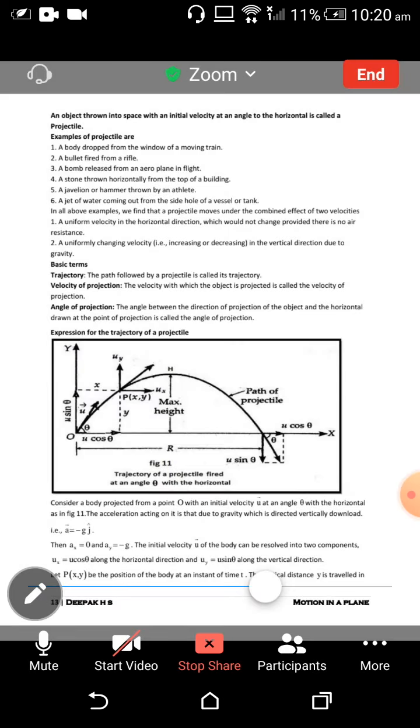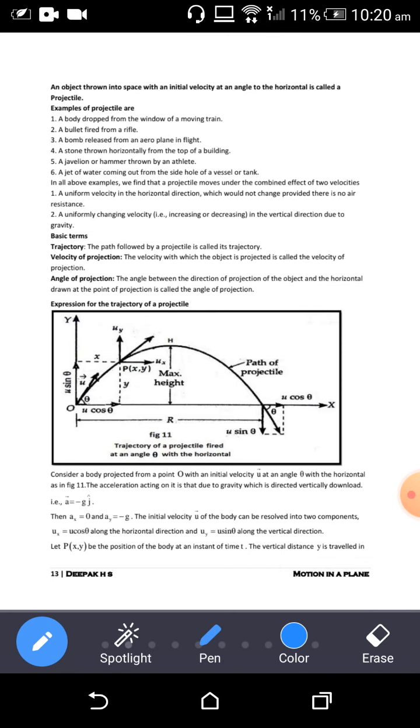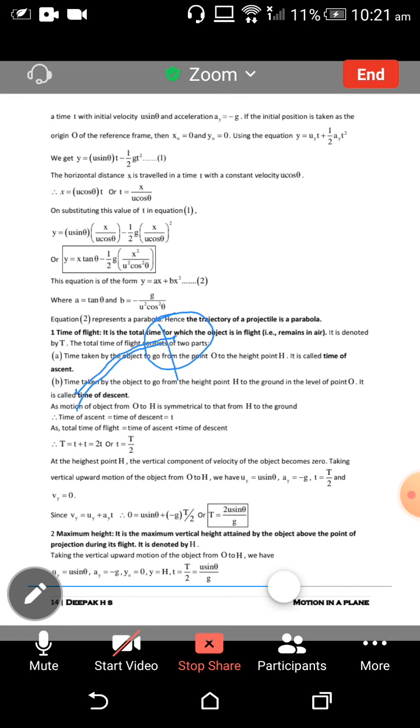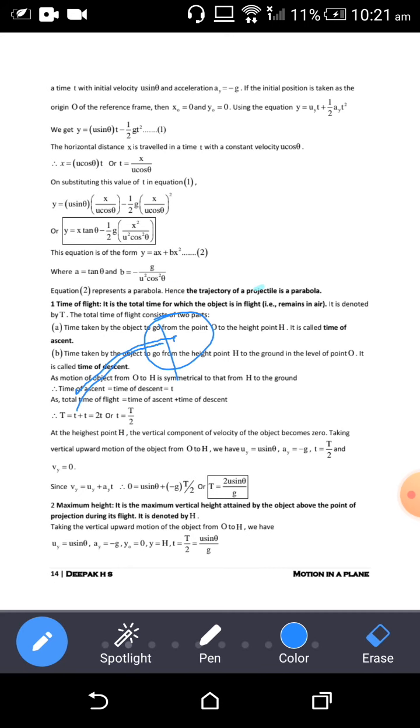See here in the figure, when you throw an object, it goes with increasing height. At some point it reaches the maximum height, and after that the height keeps on decreasing. So this is the point where the object has reached the maximum height. The time from point O to point H, we are going to consider as the time of ascent.